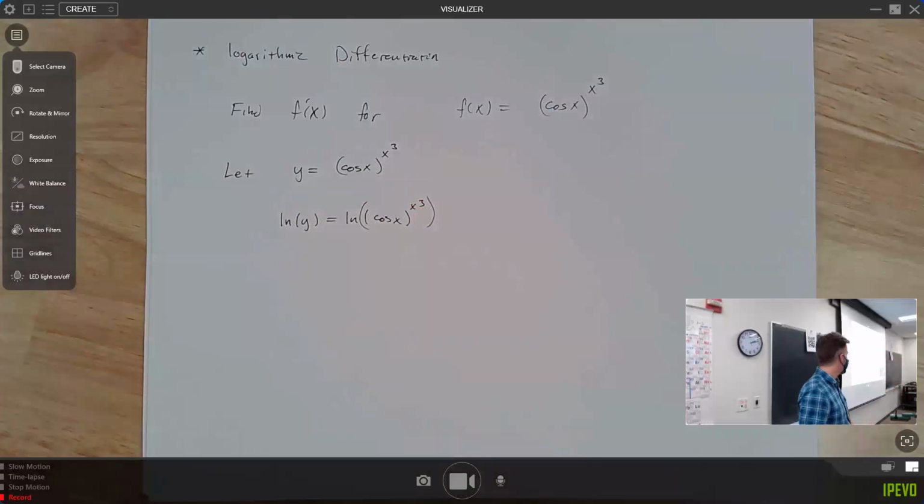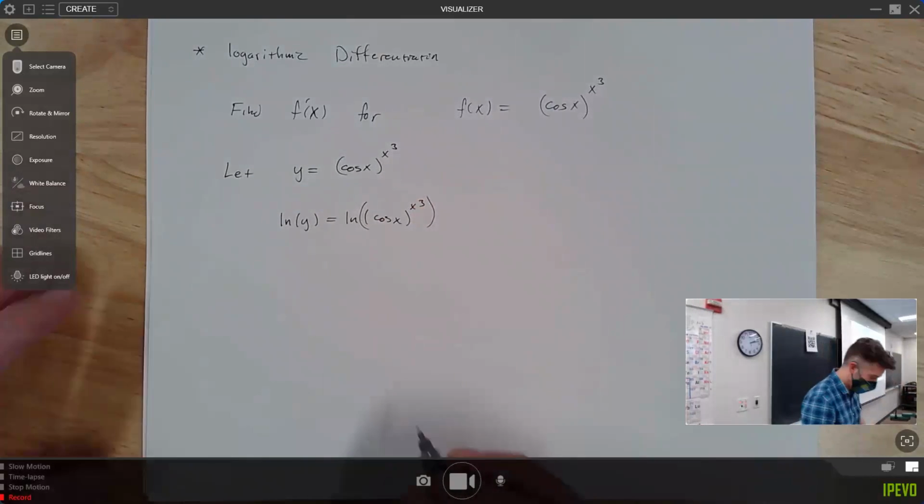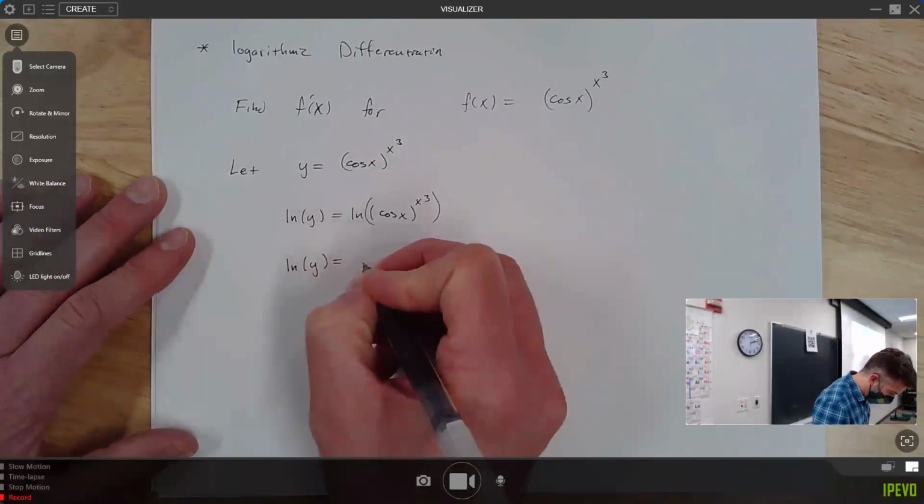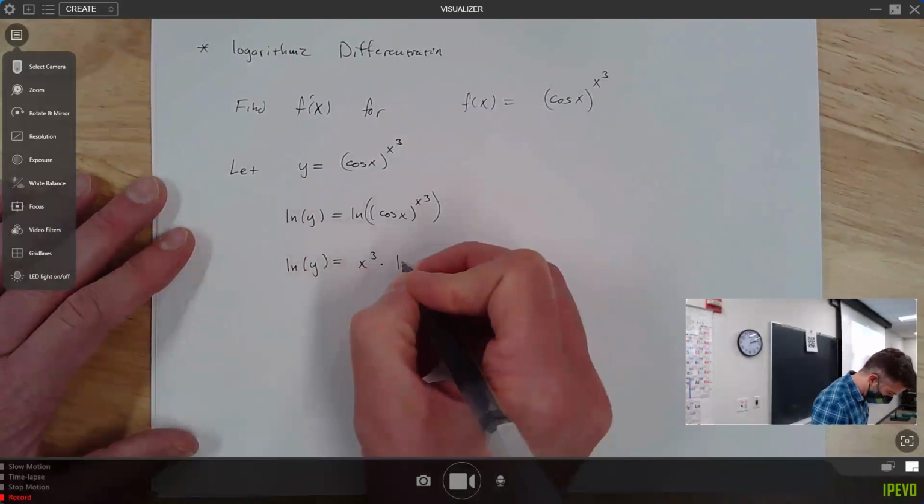The whole reason for doing this is so we can bring that exponent down. So I'm going to rewrite this as the natural log of y equal to x cubed times the natural log of cosine.